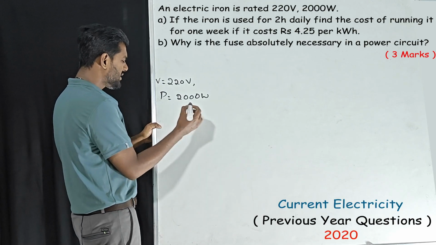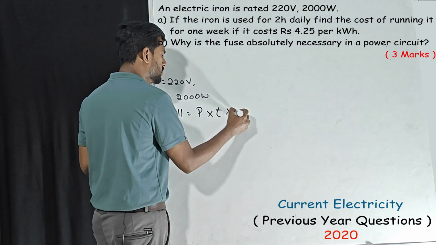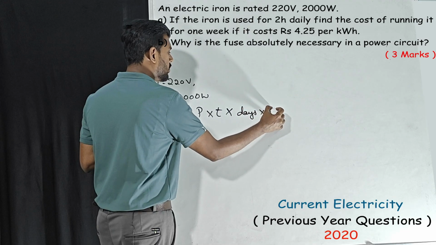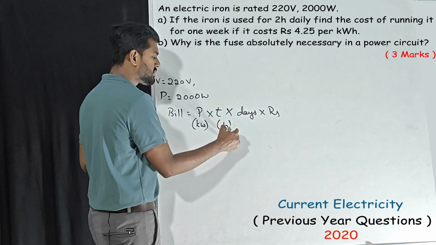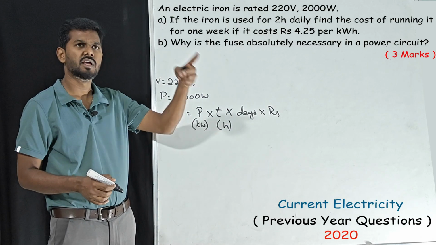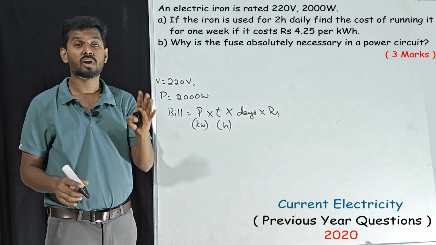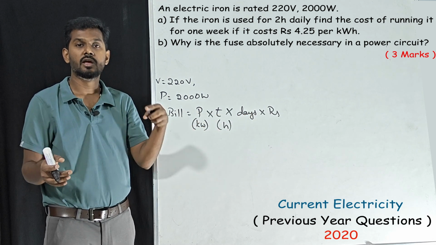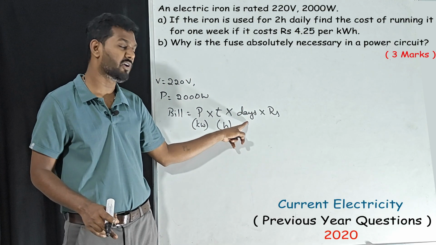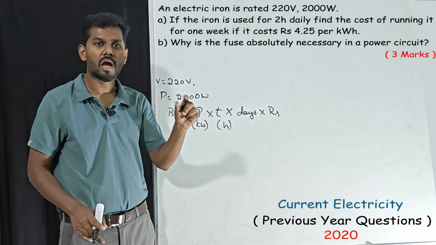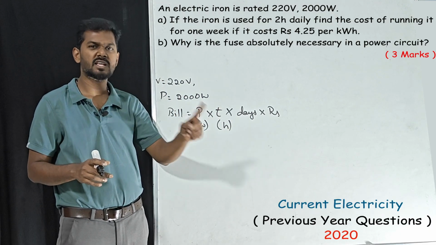Okay, now what is the formula to find the bill value? Power into time into days into rupees. But here the condition is power should be in kilowatt and time should be in hours. This is the important condition. Number of days, whatever they have given, for 1 week, that means 7. If they give for month, you should not think about February and January. February we have 28 days, January we have 31 days. If they talk about month, always go for 30 days. If they are talking about week, always go for 7 days. If they don't mention any days, you take the number of days as only 1.